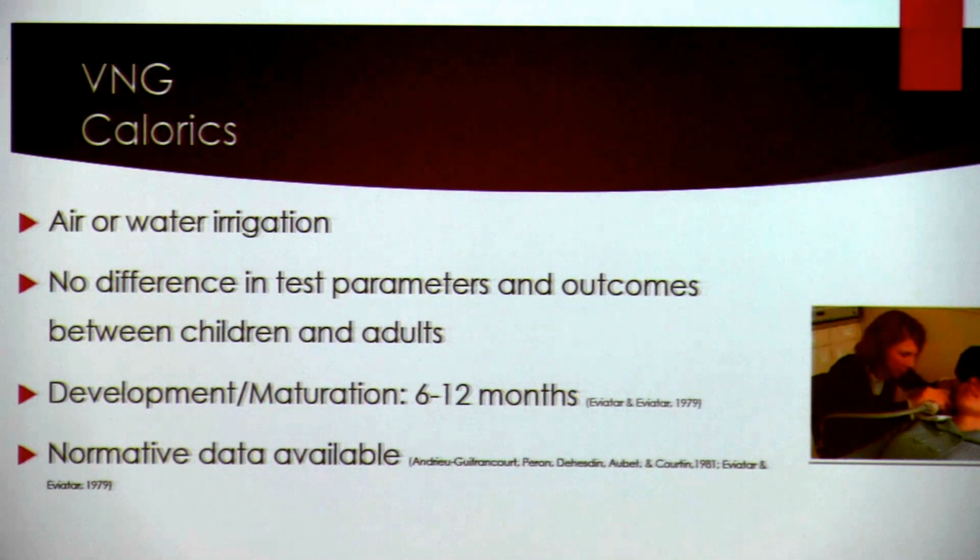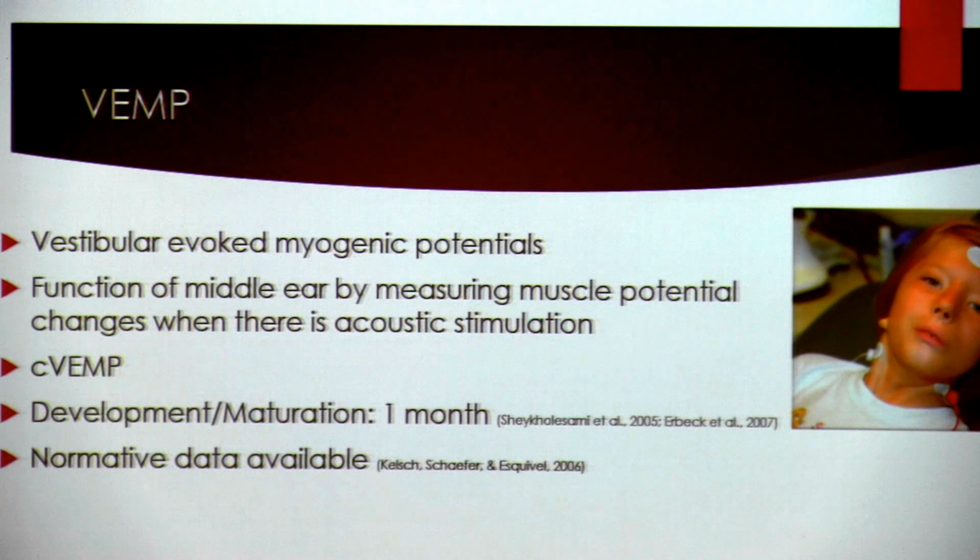Again, we found there was no difference in the test parameters for this test as well, and children developmentally as young as 6 months have been able to do this test. However, we did find normative data available for air calorics on 2 to 10-year-olds and for ice water calorics for 1 to 2-year-olds.